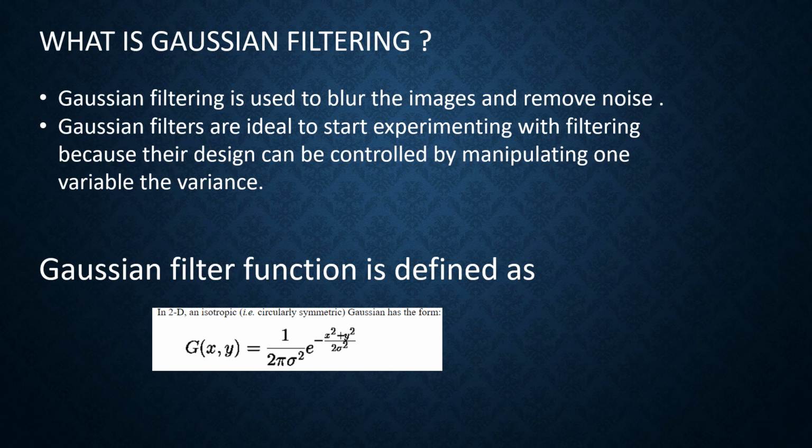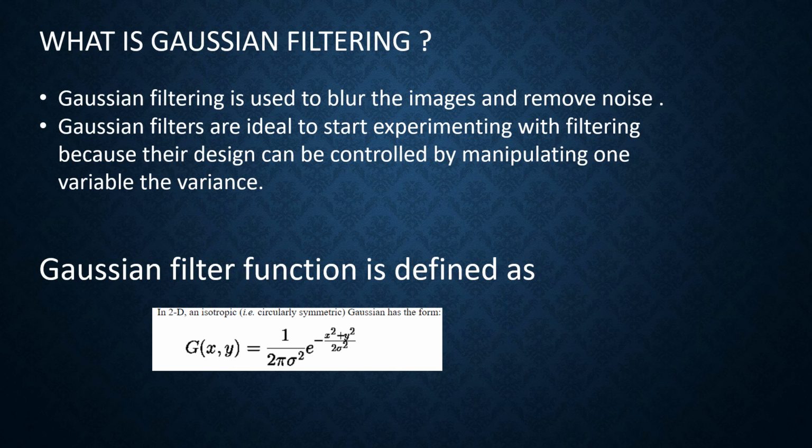What is Gaussian filtering? In a Gaussian filter, the weights are samples of a 2D Gaussian function. Gaussian filtering is used to blur images and remove noise. Gaussian filters are ideal to start experimenting with filtering because their design can be controlled by manipulating one variable, the variance.